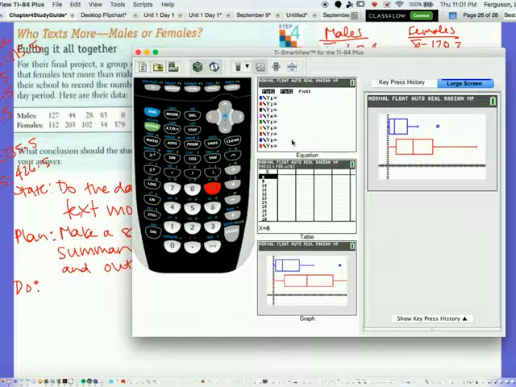So that can kind of show you where your medians are, where your Q1s are, where your Q3s are, and any outliers that you see. It also shows you, obviously on this one, you have such a wide spread.